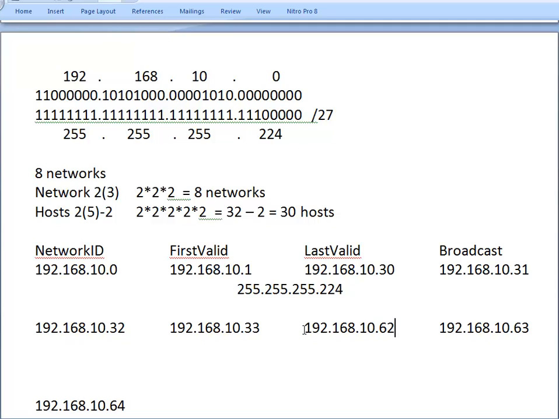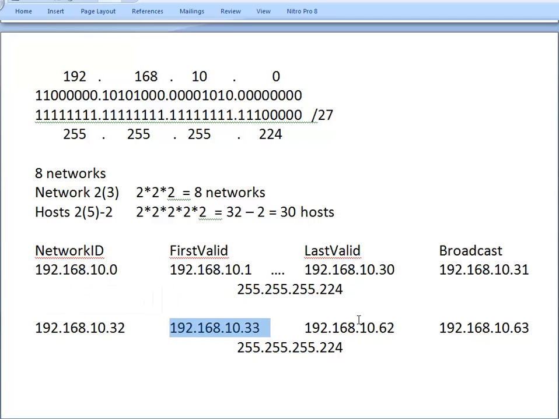Okay, that's our second network already complete. So again, that's the subnet mask we have to write. For the first network, we saw that's the network ID. That's the first valid. That's the last valid. So 30 hosts. So write down .2, .3, .4 up to when you reach .30. .31 is the broadcast. For the second network, .32 is the network ID.